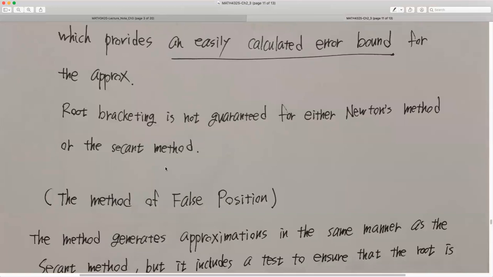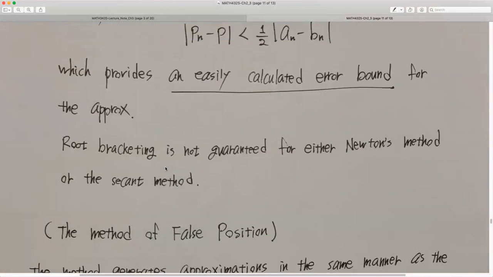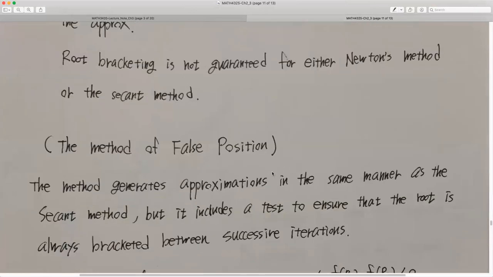Secant method too. So here's the question: is there any way to design a method with the same performance as Newton's method or the secant method, but where we can easily calculate the error bound like in the bisection method? It means that we want to design a new algorithm that has the advantages of each method, bisection, Newton's, and secant. So that's the method of false position.